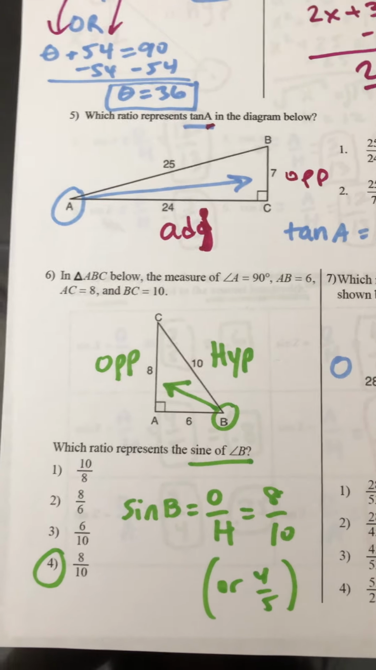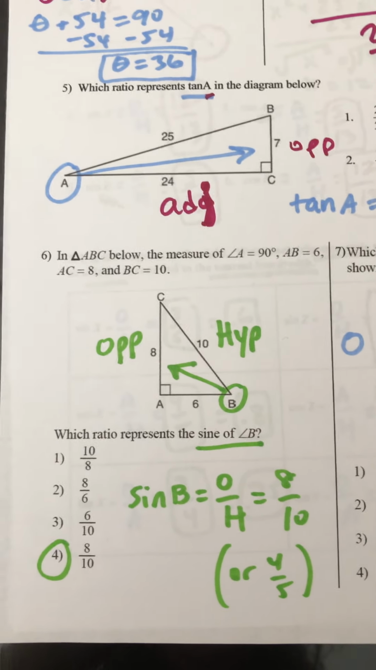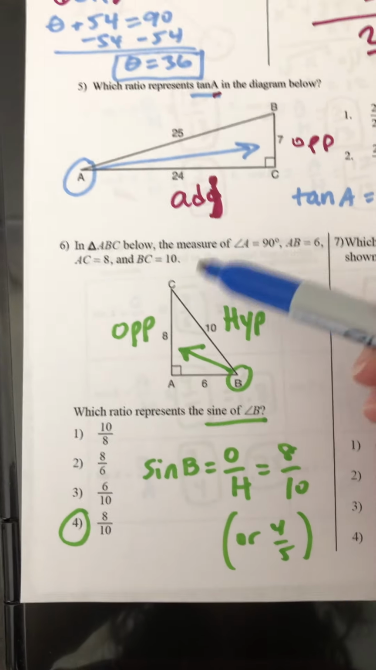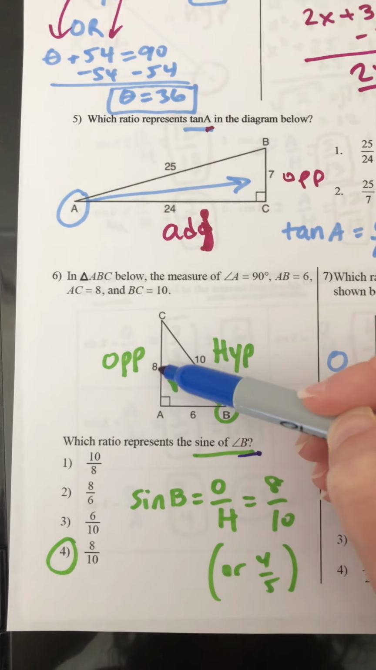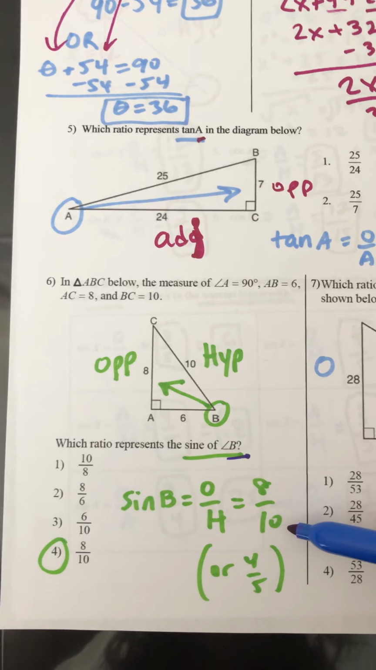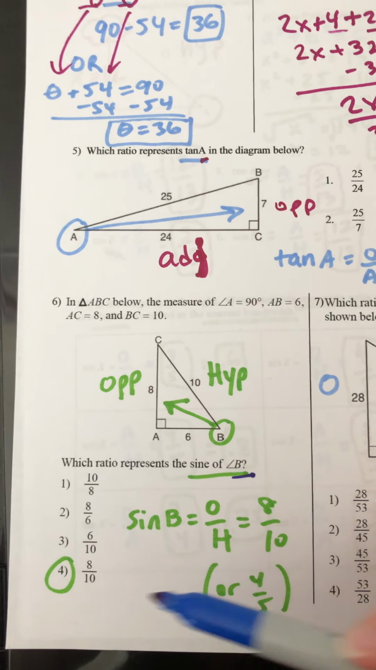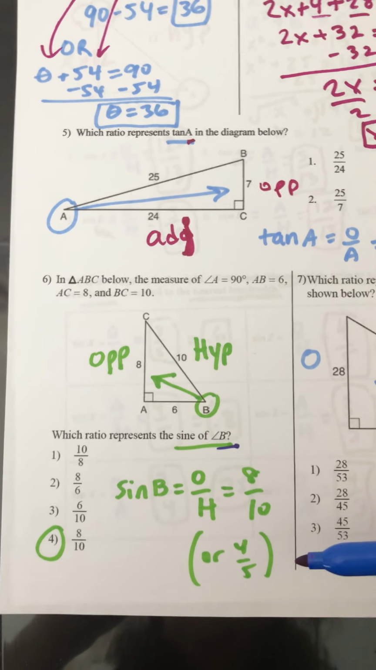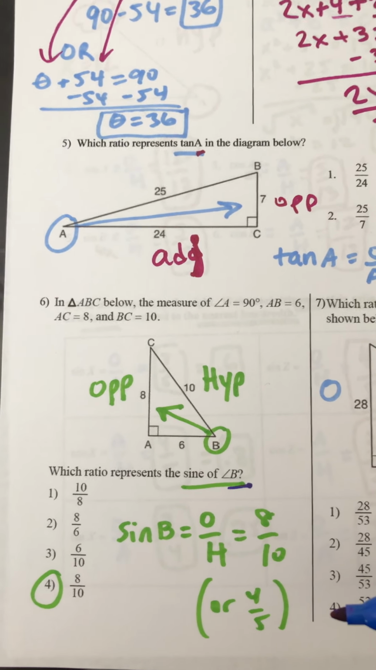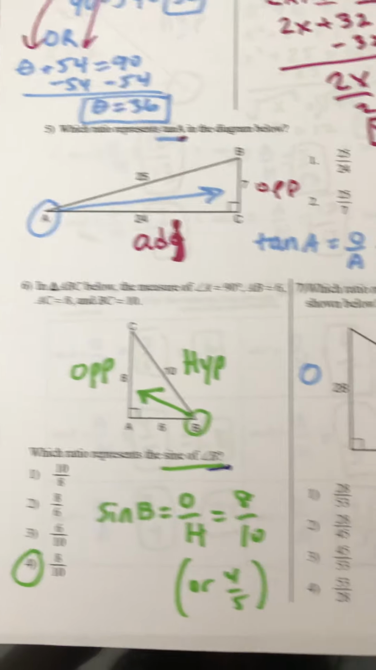Now the second to last question, number 6, I've done a lot of labeling for you. They want angle B, they want sine, opposite over hypotenuse, opposite 8, hypotenuse 10, right as a fraction, pick answer choice 4. Now just in case this was a different multiple choice question and you saw 4/5, that would have been okay as well, but usually we do not simplify fractions when we do trig.